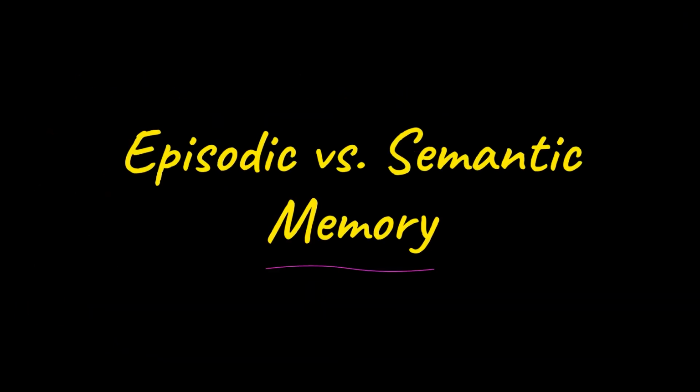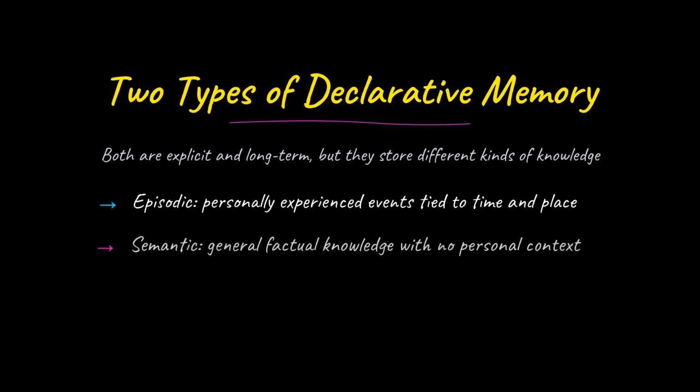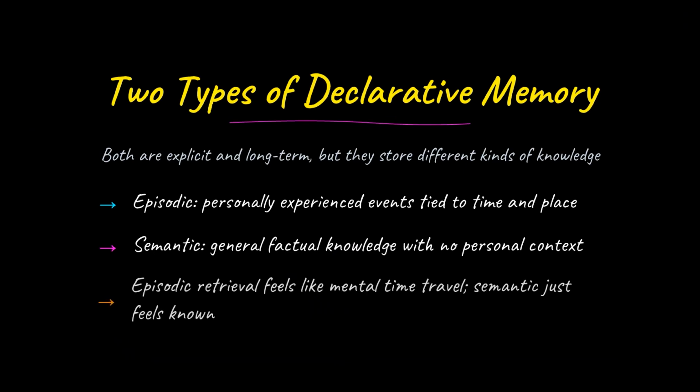Within long-term declarative memory, Endel Tulving identified two distinct systems in 1972 that have shaped memory research ever since. Understanding what separates them and what brain structures support each is the core of this concept. Episodic memory encodes specific experiences: your first day at a new job, a birthday party last year. Semantic memory encodes facts: the capital of France, the boiling point of water. The felt quality of retrieval differs sharply between them.